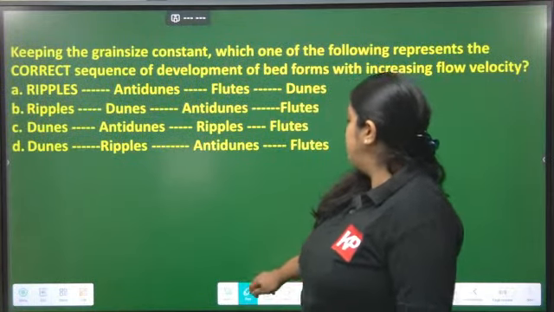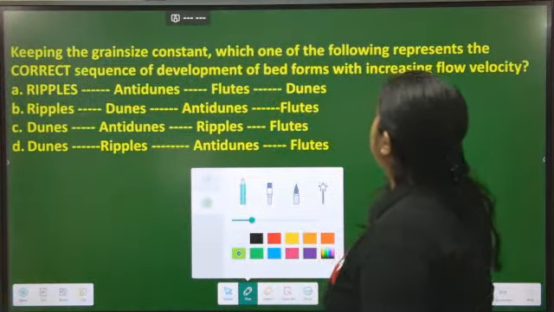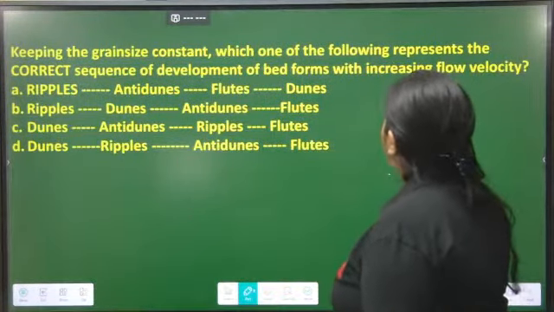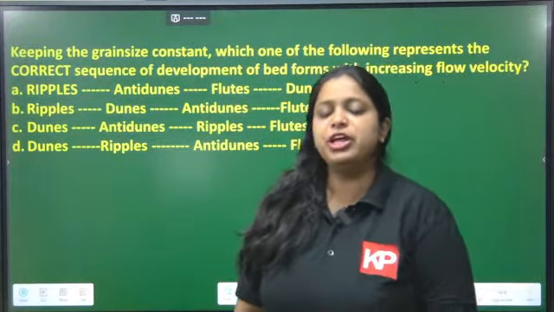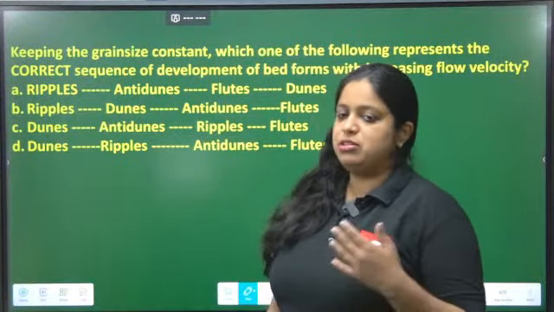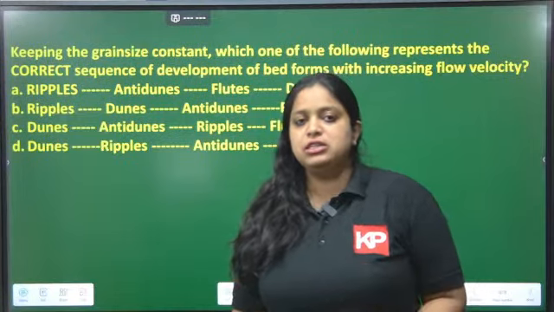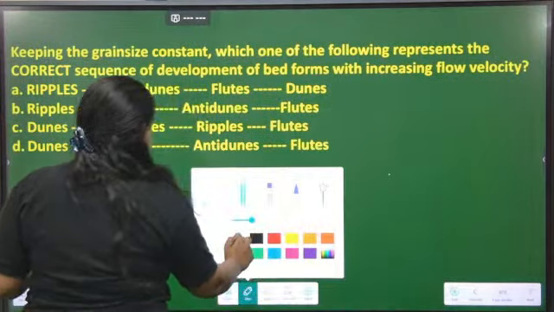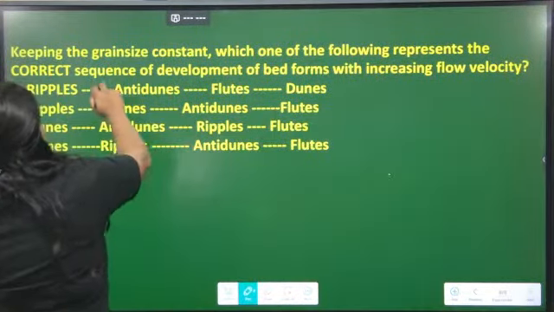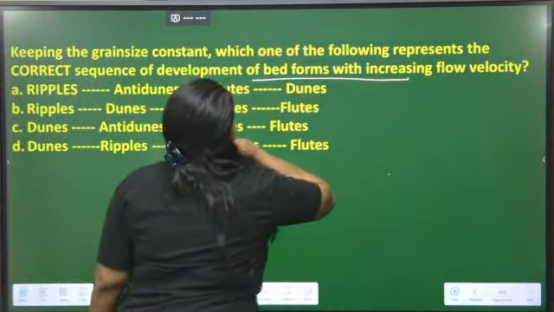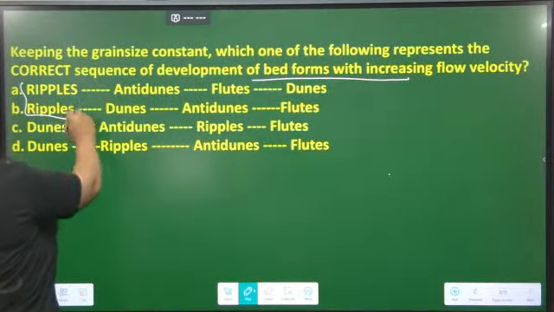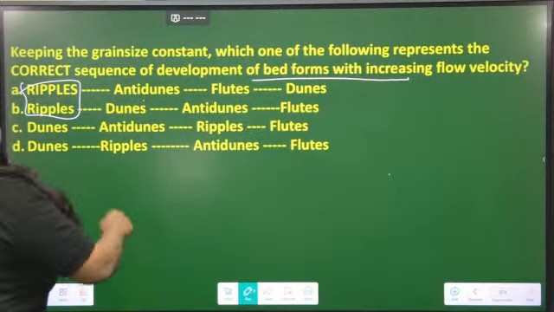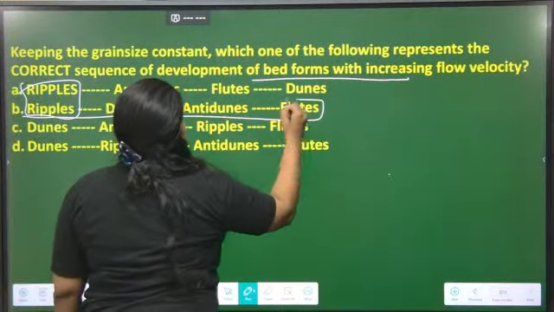They'll give you a question like, keeping the grain size constant, which one of the following represents the correct sequence of development of bed forms with increasing flow velocity. This is a very common question in competitive exams like NET CSIR and GSI papers. So here what we have to find is the correct sequence of development of bed forms with increasing flow velocity. We know that ripples form at lowermost energy, antidunes form at much higher energy. So the option should be B: ripple, dune, antidune and flutes.